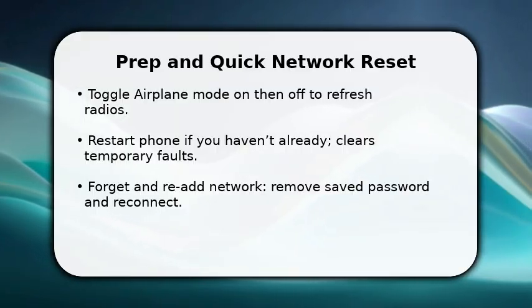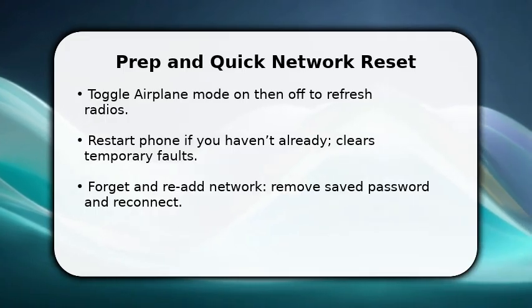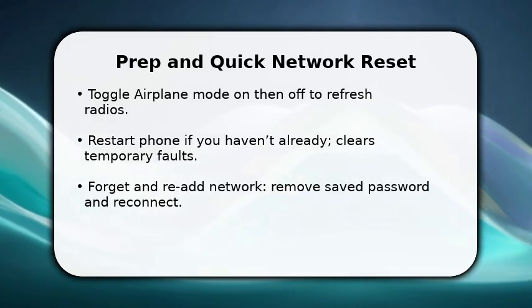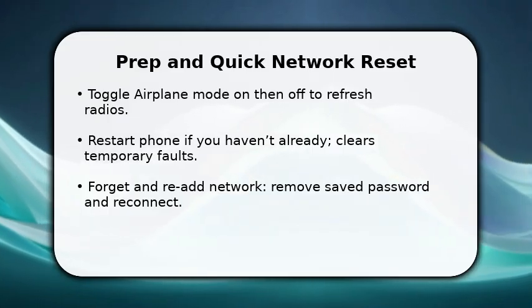If the network still fails, open Wi-Fi settings, choose the problematic SSID, and forget it. Then re-add the network with the correct password so your phone creates a fresh connection profile.